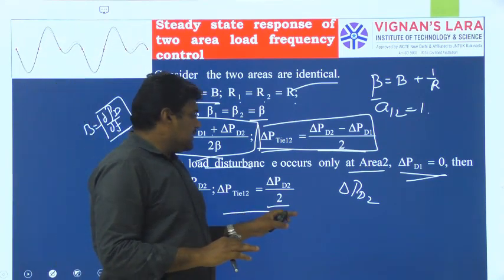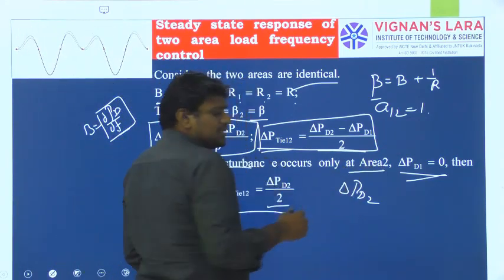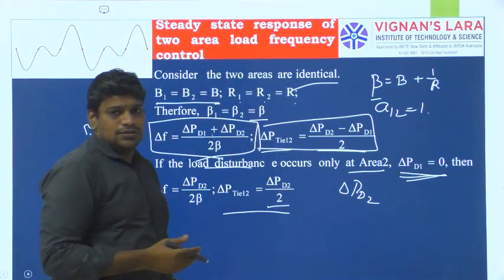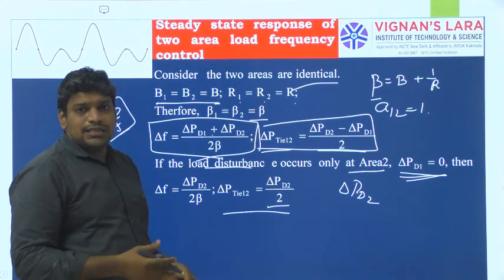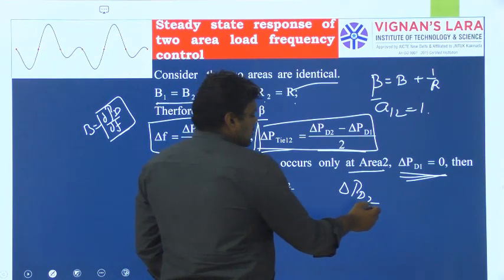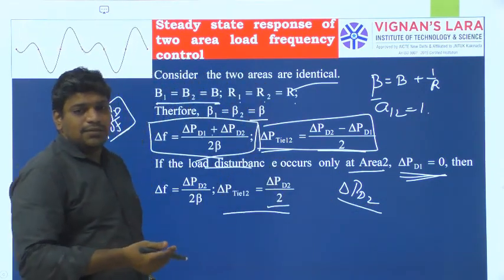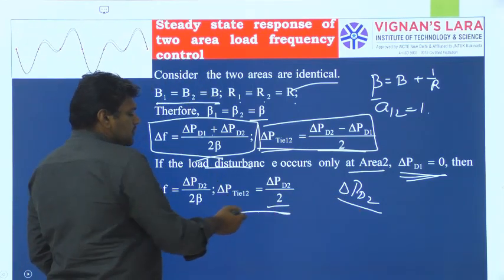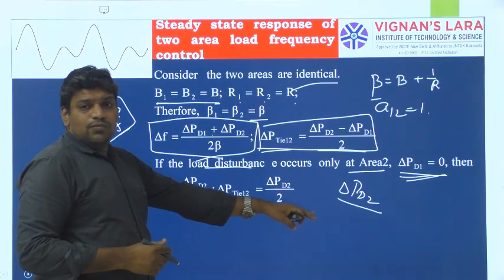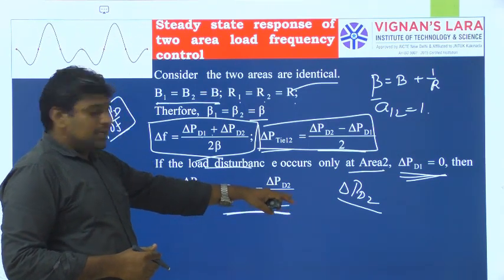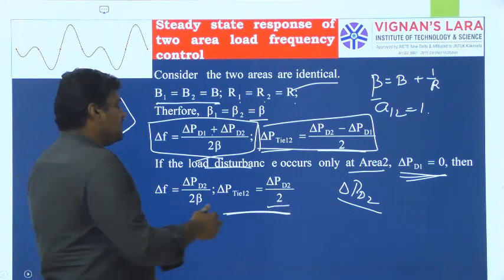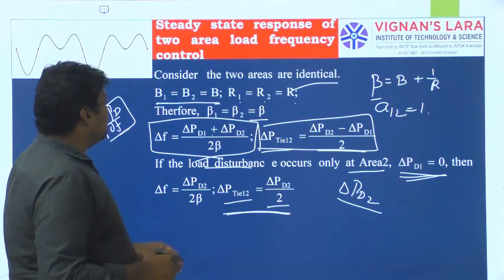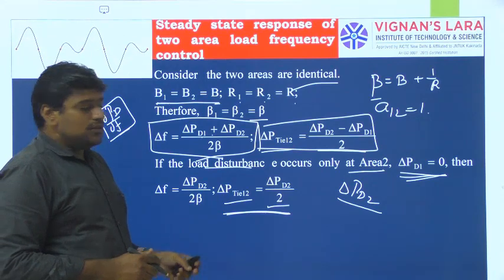Okay, so you need to understand here, when the disturbance occurs in only area 2, the disturbance in area 1 is 0. That is delta PD1 is 0. So there is no change in load in case of area 1. We are considering the change in load in area 2 only, and this magnitude is delta PD2. So from this expression you can conclude that half of the change in load in area 2 will be transferred from area 1 to area 2. Okay, so that we need to observe here. So these are the two parameters under steady state condition we have to study.